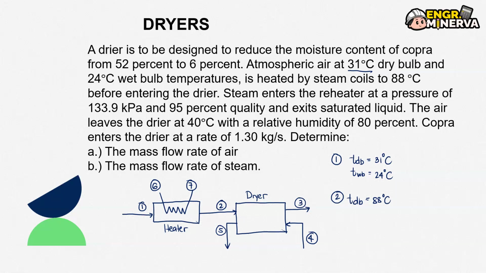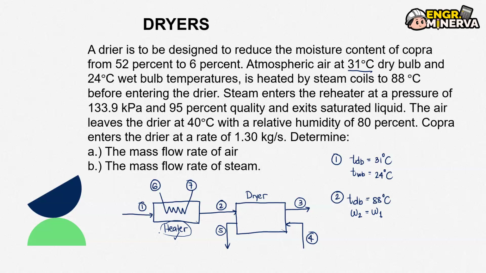Steam enters the reheater. So that is the quality of steam. That is 6 and 7. But what are other factors in 2? So since it is only a heater, it means the moisture in 1 is the same at 2. So the moisture in 2 and 1 is the same because the purpose of the heater is only to heat the air but not remove moisture. Okay?